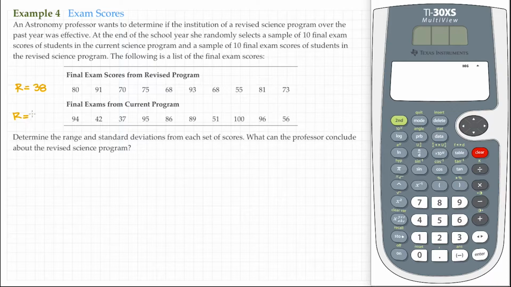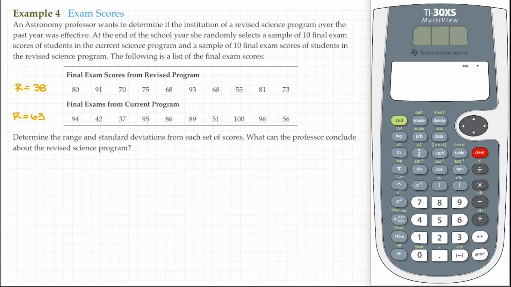is 63. So you can see that the range, how wide this one is, is much wider than this one. This one spans a much greater distance than this one does. In other words, this data seems to be a little more clustered together than this set of data. So we have to keep that in mind.